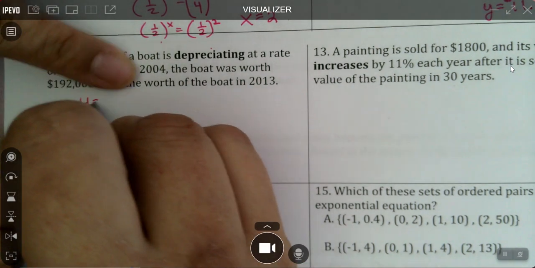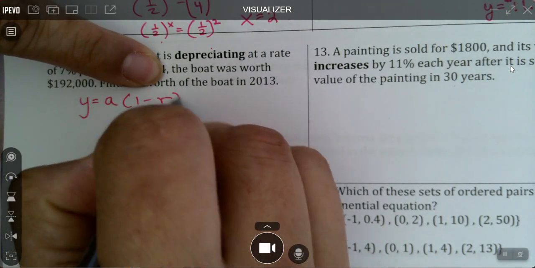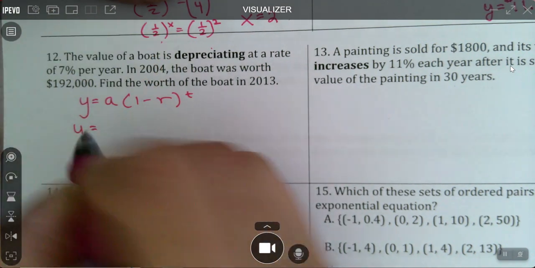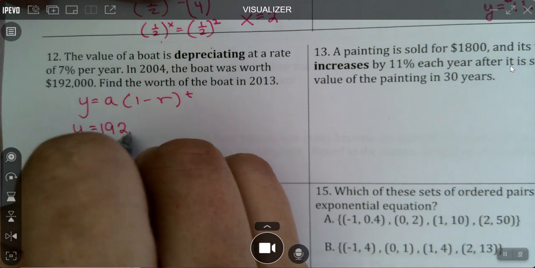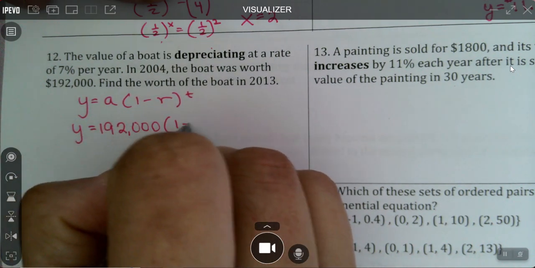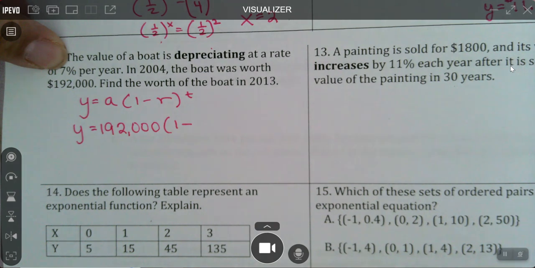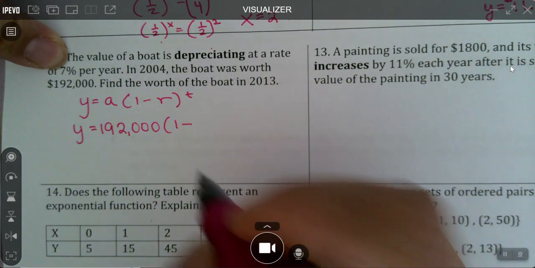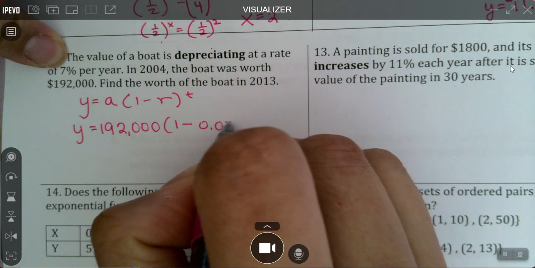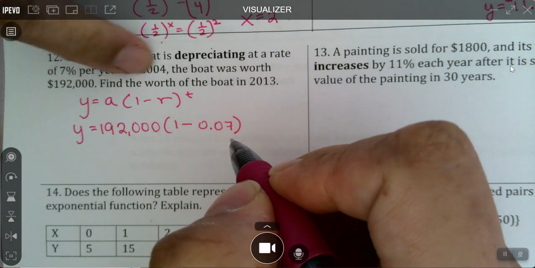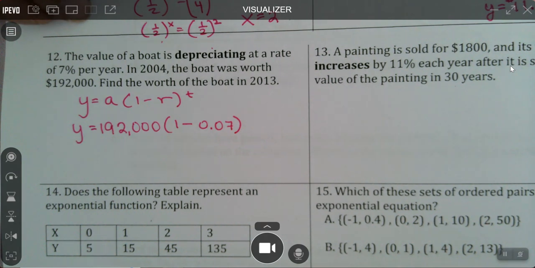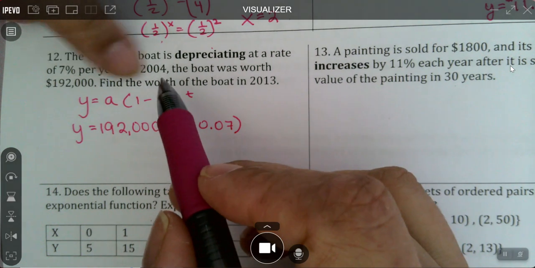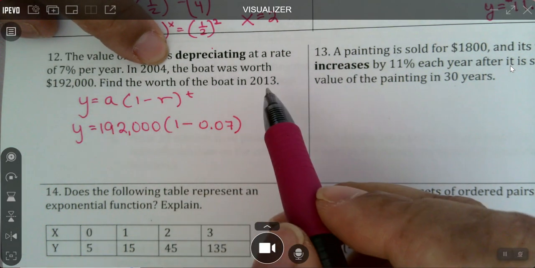So y equals a, 1 minus r raised to the t. All right, what is a? Correct. The interest rate is 7%, but how do we write that as a decimal? And then the time, whoa, they didn't give me time. What do I do? Okay, so how much time went by from 2004 to 2013?